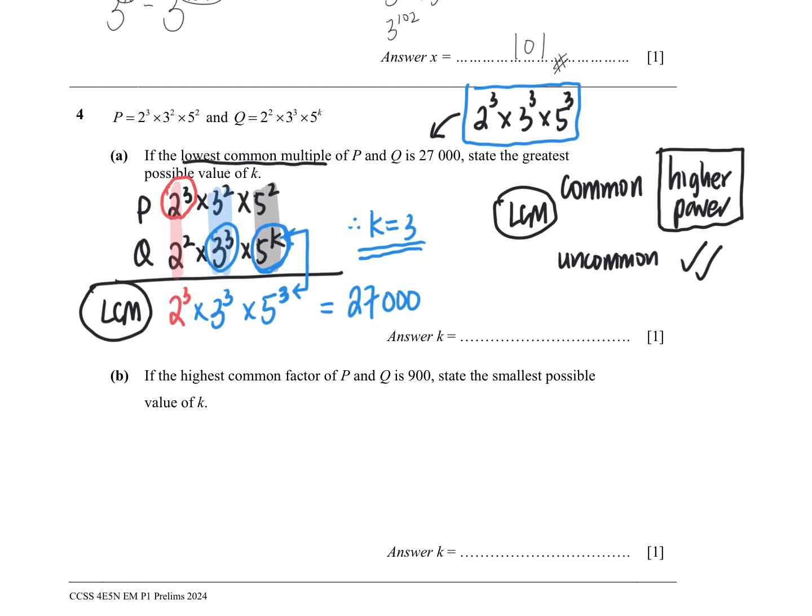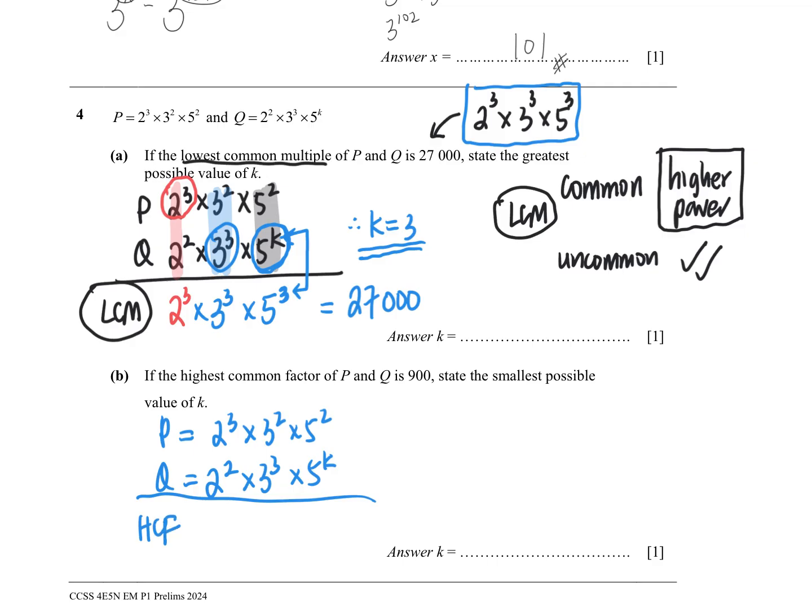Okay, what if it's HCF? So the same P and Q. So P is 2 cube, 3 square, 5 square. Q is 2 square, 3 cube, and 5 to the power of k. So they want you to pick the HCF, and they say it's 900. So if you go and find the prime factorization of 900, it is 2 square, 3 square, and what? What is it?